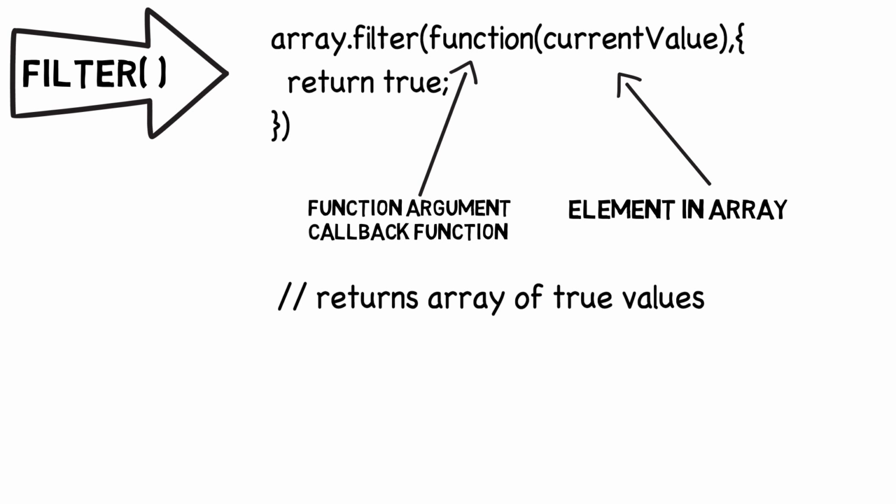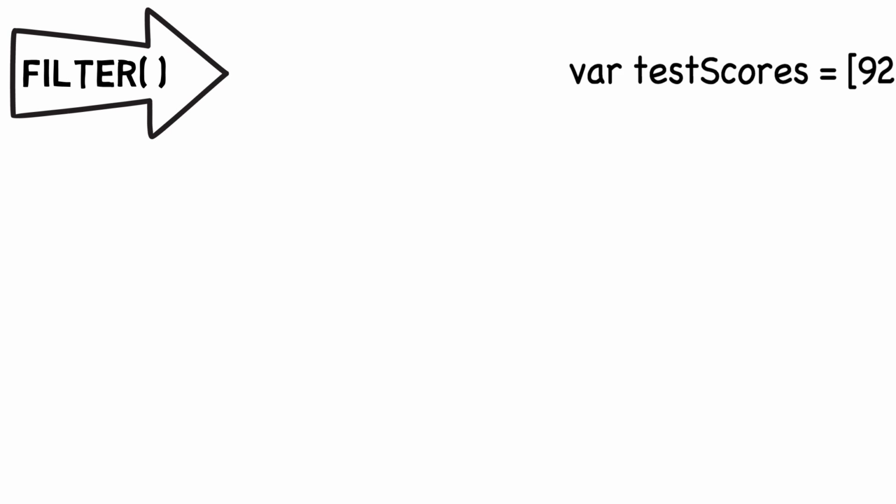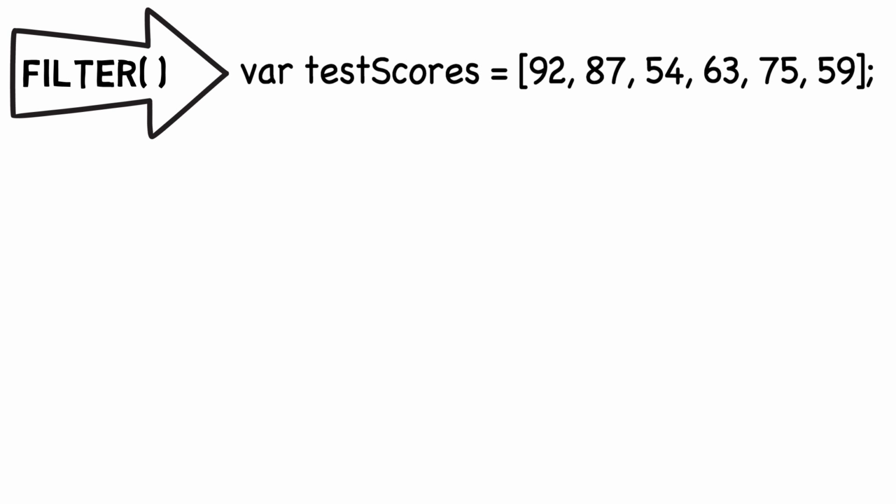Alright, thanks for hanging on for so long. We are finally ready to get into some code. Let's create an array with test scores. We'll declare a variable called test scores and assign it values of 92, 87, 54, 63, 75, and 59.